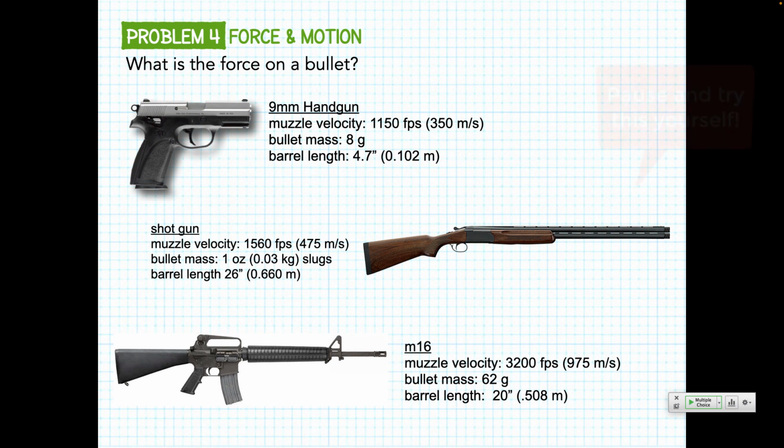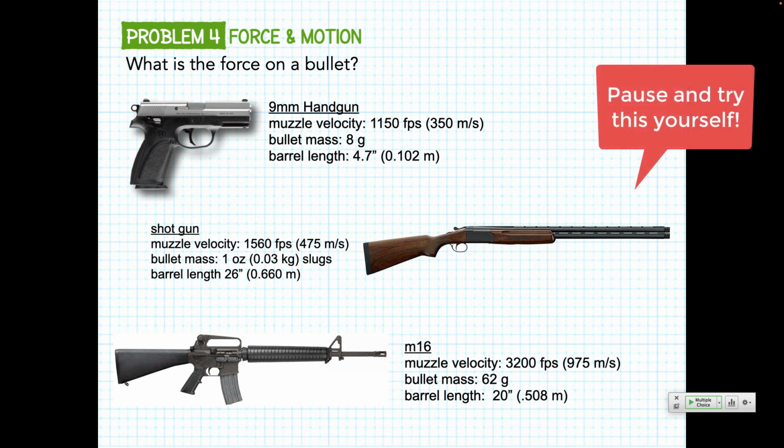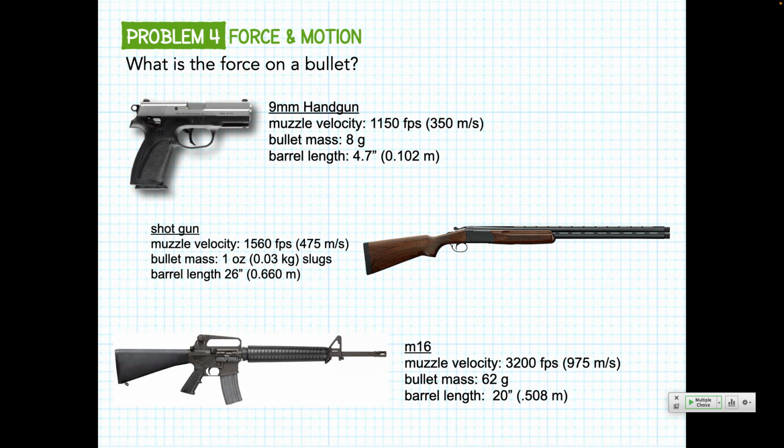The mass is in grams, so you'll have to convert that to kilograms. And the barrel length is really your distance in the x direction, okay? So you can use that to calculate acceleration, then use acceleration to calculate force. All right, I'll give you a couple minutes.